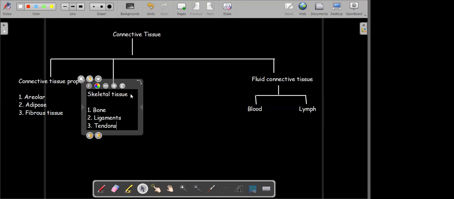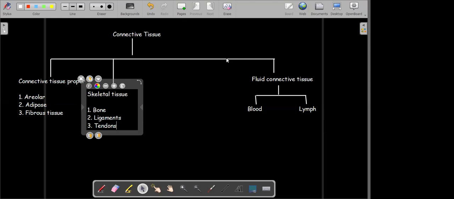Okay. So bone, ligament, and tendons. These are the types of skeletal tissue. In the fluid connective tissue, we'll also describe blood and lymph, and what they are made up of.